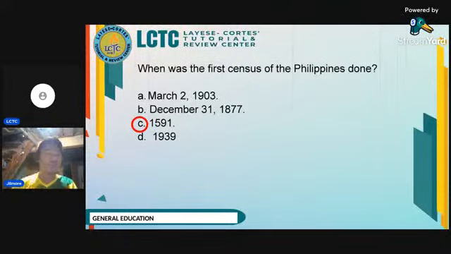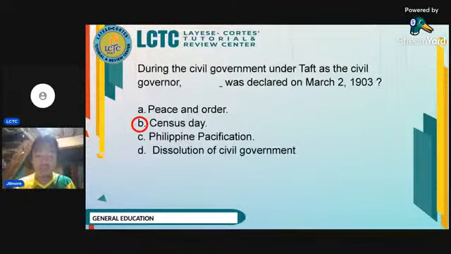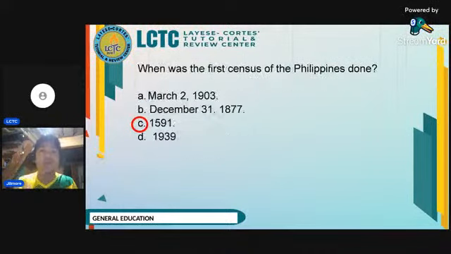Now, teachers, I said a while ago that March 2, 1903 was not the first census of the Philippines. It was the first census during the American period. But when was the first census of the Philippines done? It was done during the Spanish period in 1591. Okay? And they used the taxes paid, the tributes. March 2, 1903, the first census during the American period.